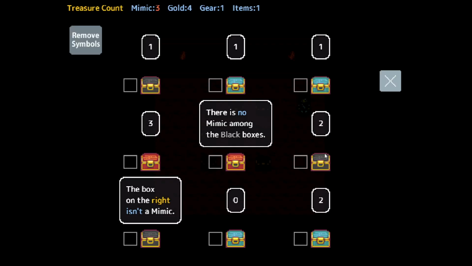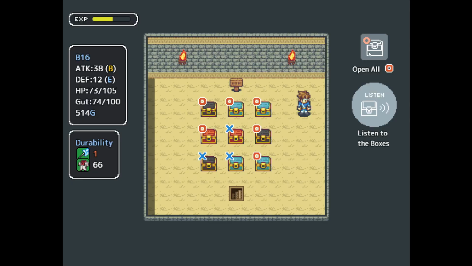One durability. Box on the right is not a mimic. There's no mimic on the black box. Okay, if this is true... No, this cannot be true. So that's also false. Alright, let's try this 3. If that's true, then this would have to be true, which means that would have to be false. Which, yeah. No, right, obviously. Those 3 have to be false. They all work together. Boom, yep. Boom, boom, boom, boom. Yep.